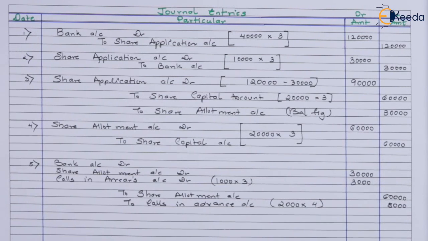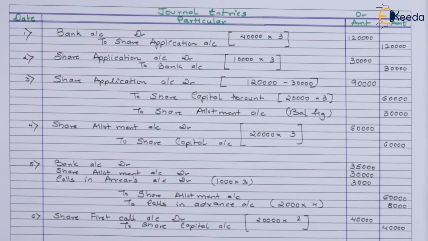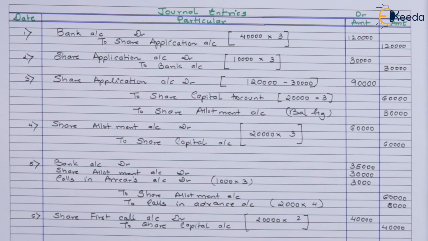Now whatever balancing figure is there, that will be the bank account transfer. So ideally we have received 35,000 here in total. After this we'll be mentioning the first call due entry. So the entry that we have passed here is share first call account debit to share capital account, 20,000 into 2 rupees, that is 40,000 rupees is what we are expecting.